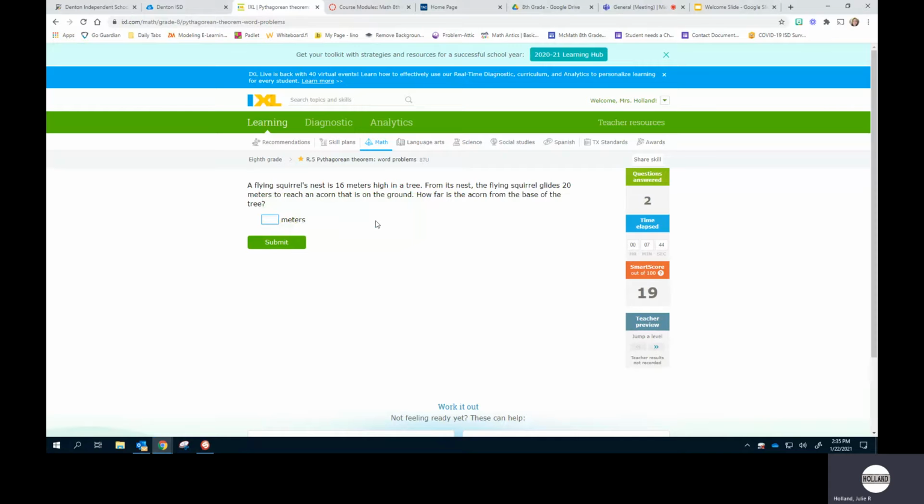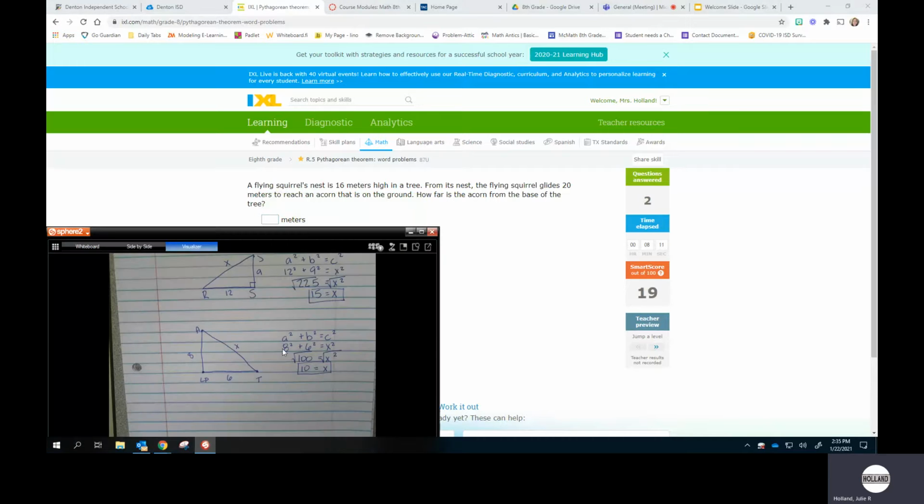Okay, so if you think about this one, you kind of have to think about the nest is 16 meters high in a tree. So it's kind of like you have the ground, and then you go up a tree 16 meters to get to the nest. The squirrel is going to fly at that diagonal to get to the acorn, and he's going to fly 20 meters. They want to know how far from the base of the tree is this acorn. Okay, so we're going to get a little drawing on this one.